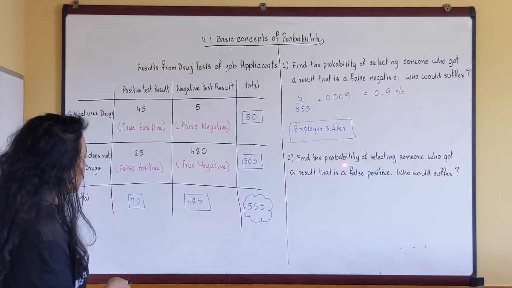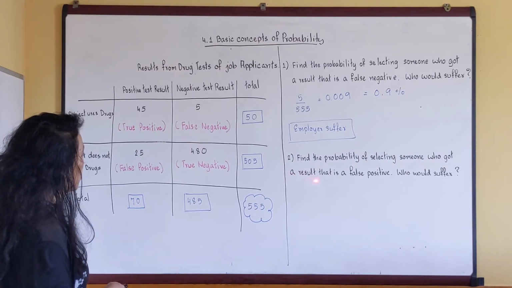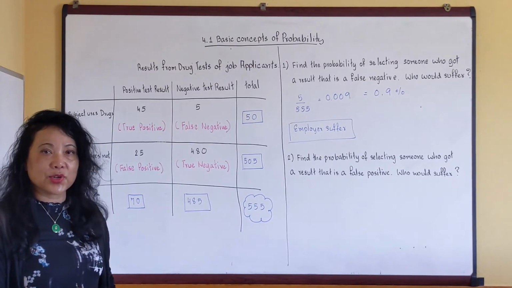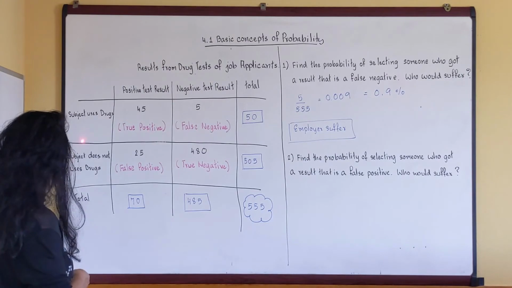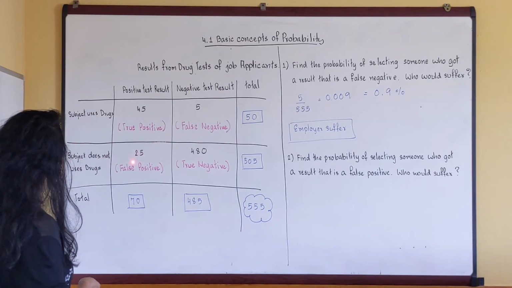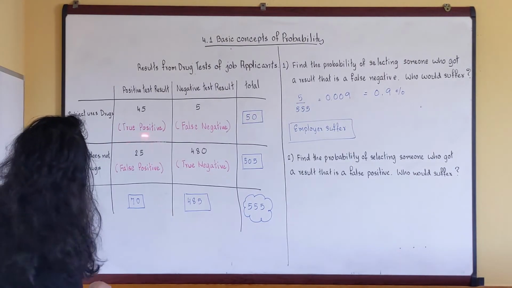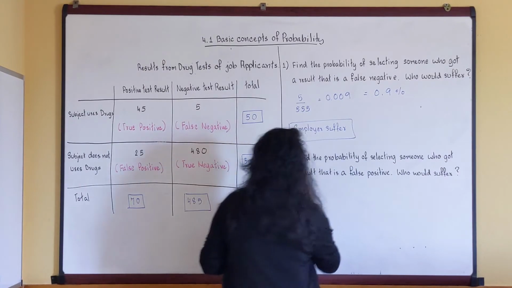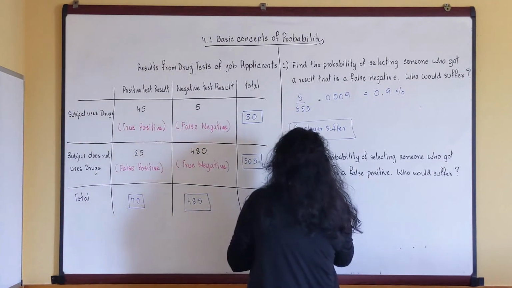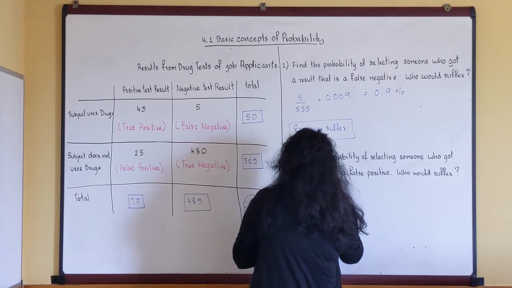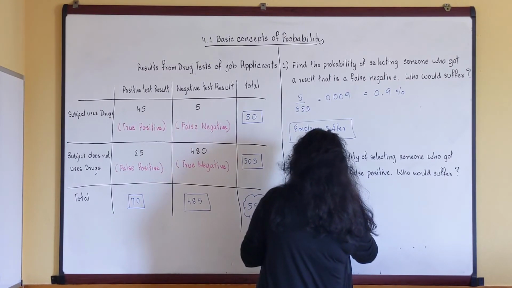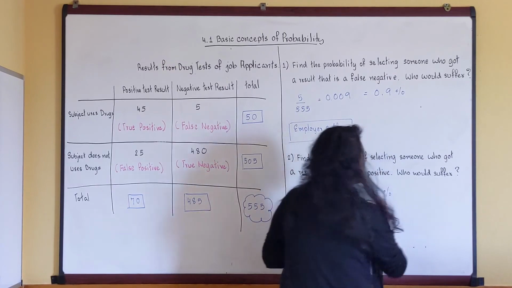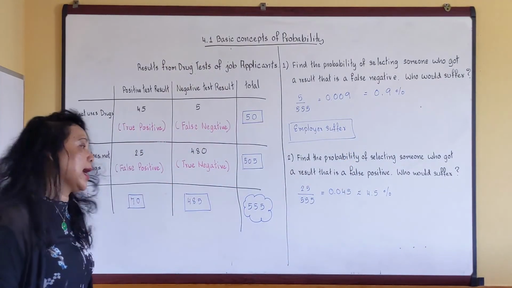Let's look at the second example. Find the probability of selecting someone who got a result that is a false positive. False positive means he did not take drug, but it turned positive. That is what? 25, yes, right here, 25. 25 out of everybody, which is 555, is 0.045 or 4.5%, right? About 4.5% that happened.